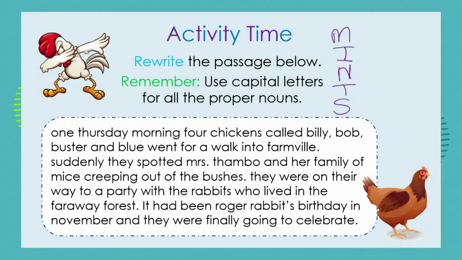So we're going to read the passage, and then we are going to correct all the capital letters that obviously should be capitalized. So one Thursday morning, 4 chickens called Billy, Bob, Buster, and Blue went for a walk into Farmville. Suddenly, they spotted Mrs. Tumble and her family of mice creeping out of the bushes. They were on their way to a party with the rabbits who lived in the far-away forest. It had been Roger Rabbit's birthday in November, and they were finally going to celebrate.